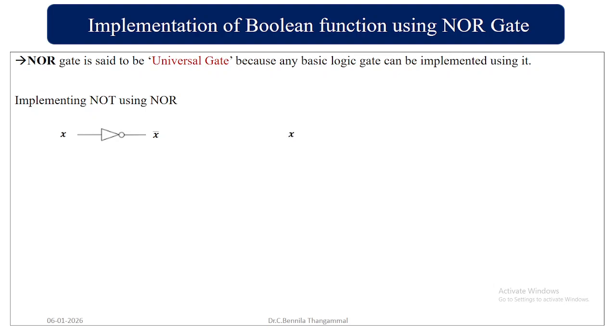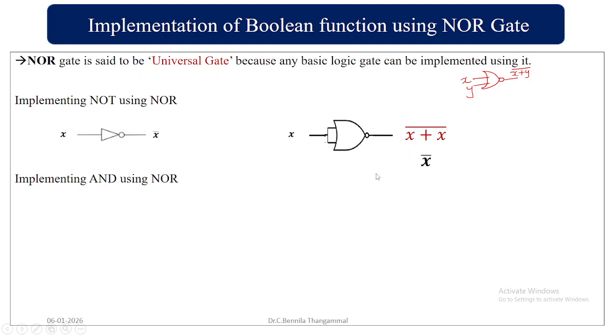So what is the NOR gate here? If you have inputs X and Y, the output is X plus Y, and then with the bubble you have the whole bar. So X plus Y whole bar is the NOR gate. If I just combine these two inputs as X, because NOT is a single input gate, I get X plus X whole bar, which is nothing but X bar. So I am able to get the NOT gate using the NOR gate.